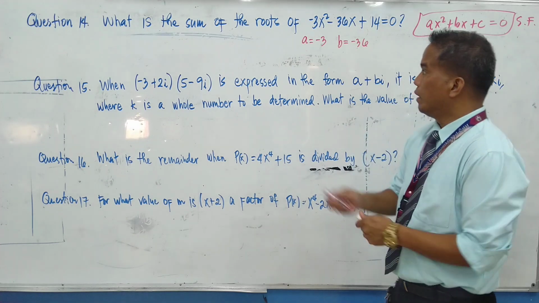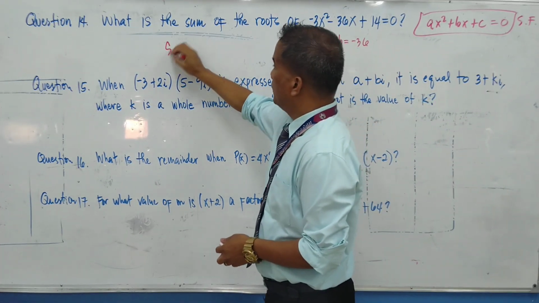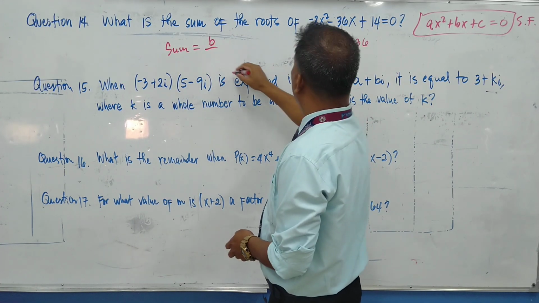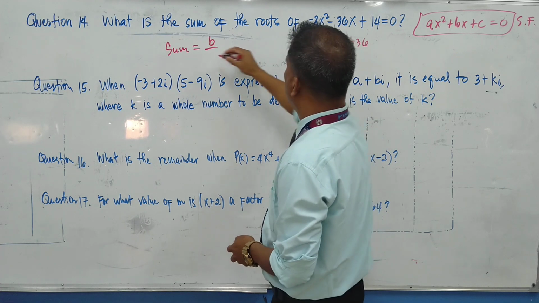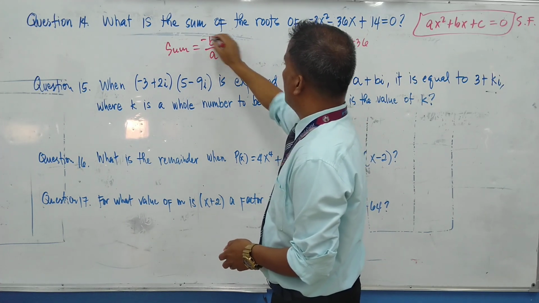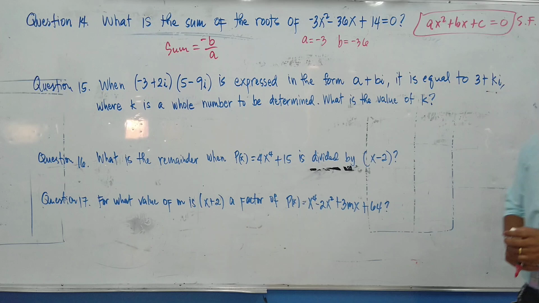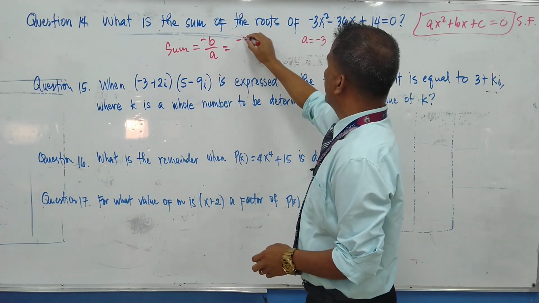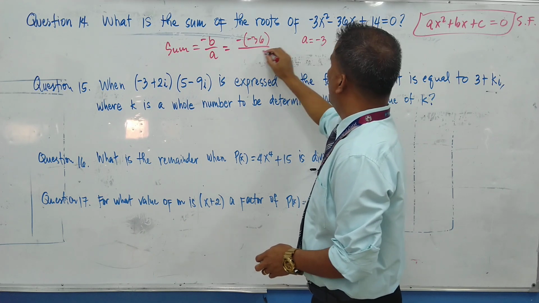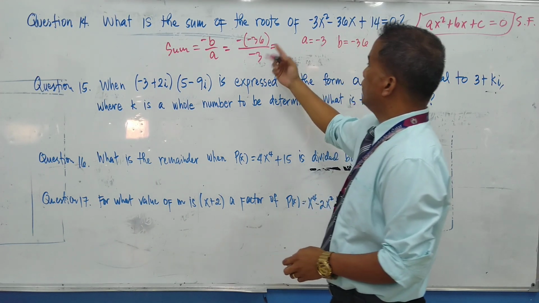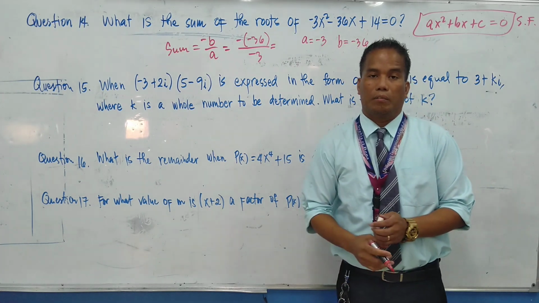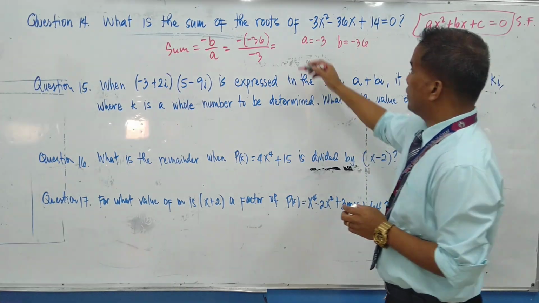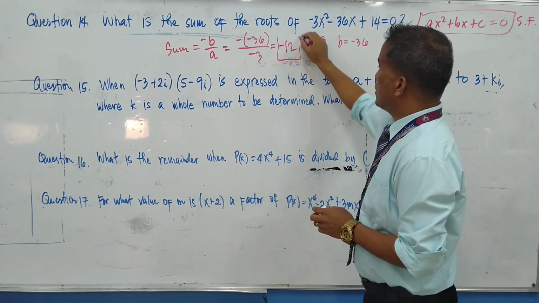So to find the sum is like this. So sum is equals to negative b divided by a. So that is the formula. Then substituting, we have now negative times negative 36 over negative 3. So the answer now, negative times negative 36 will become positive. Then positive 36 divided by negative 3. So the answer is negative 12. So this is the answer.